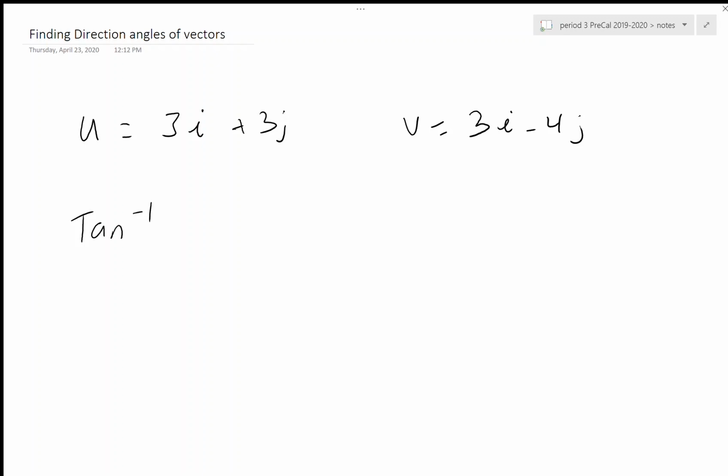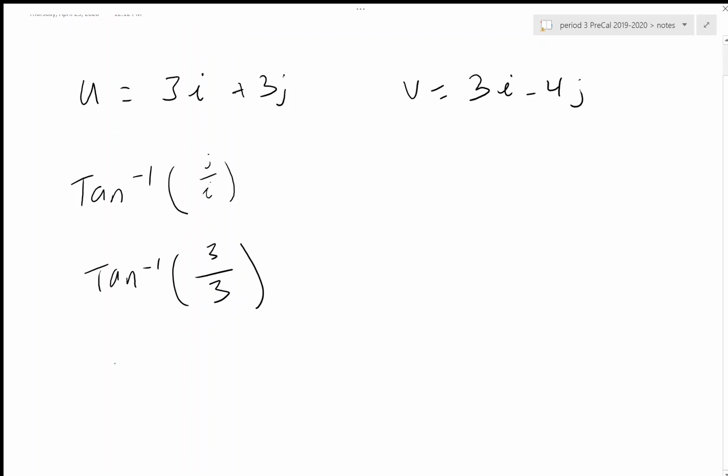And then what you're going to put is whatever j is over i. Okay, that's the simplest way to remember it. So tangent inverse of j is 3, i is 3. Okay, divide that. So tangent inverse of 1.